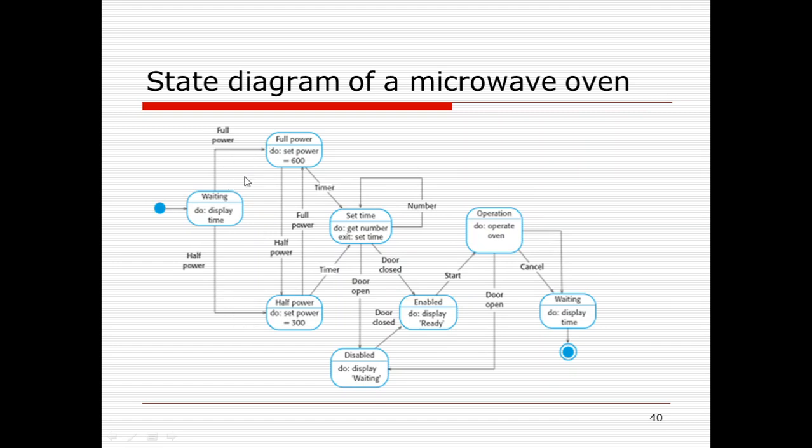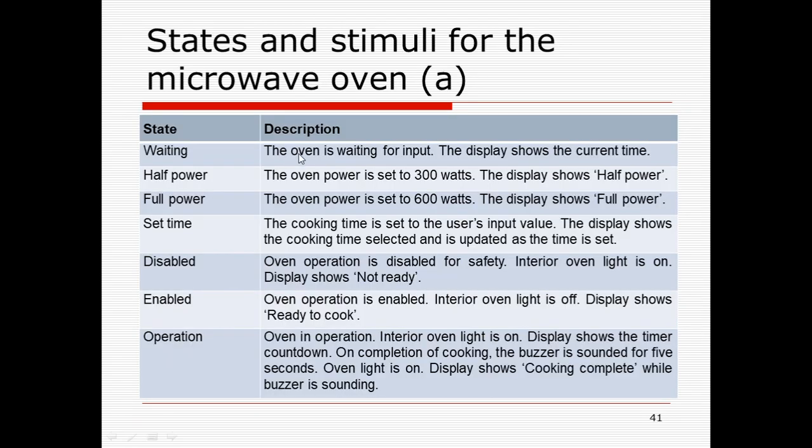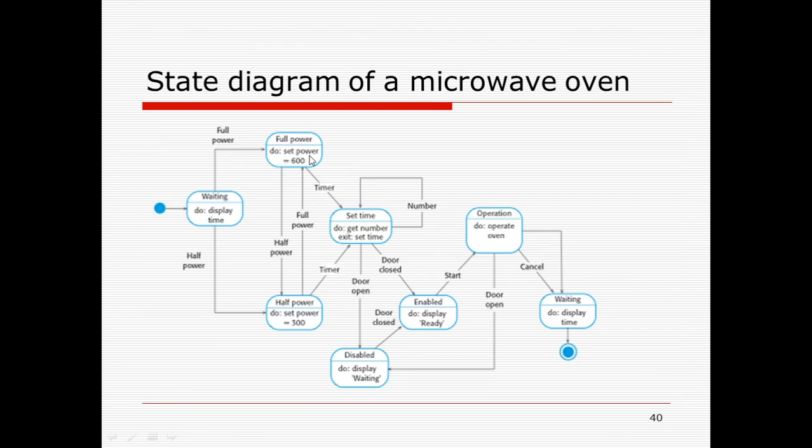If full power is given, the state of the machine goes from waiting to full power, and it sets the power to 600. Similarly, if half power is given, it goes to the half power state, which sets the power to 300. These two states can keep switching: in full power, if you give half power, it moves to half power; in half power, if you give full power, it goes to full power.